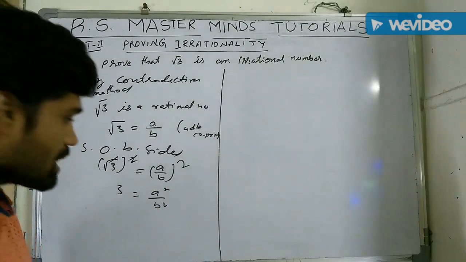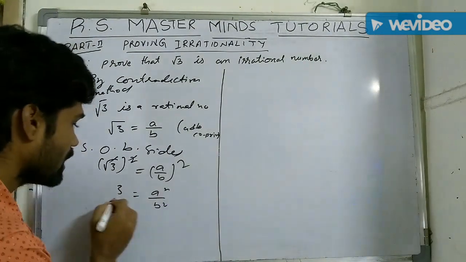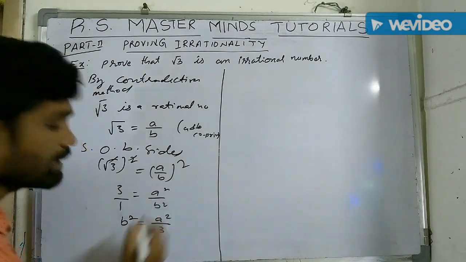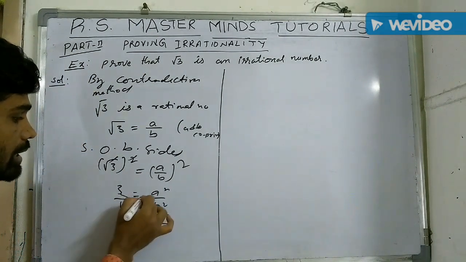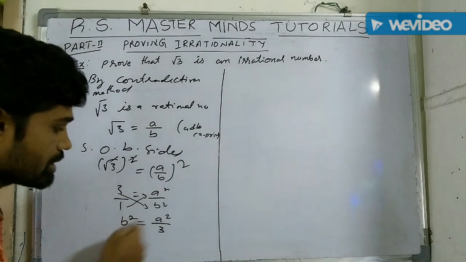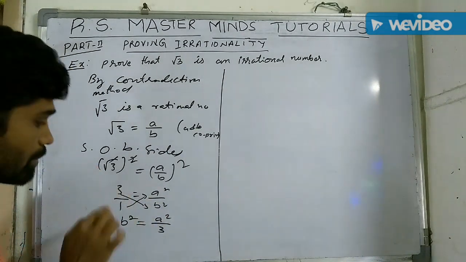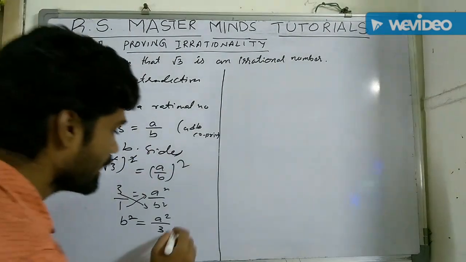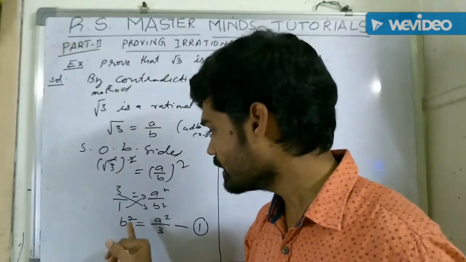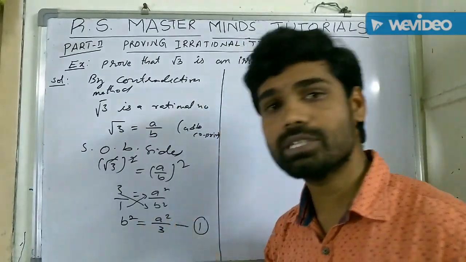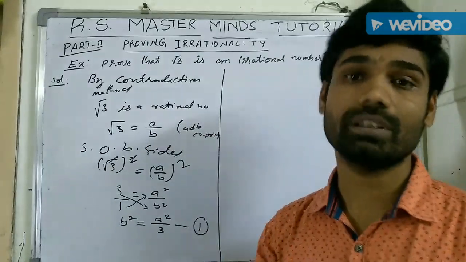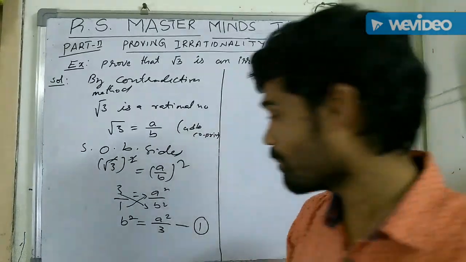Here it is very simple, just let me transpose. 3 by 1, so b square comes here, 3 goes here, 1 into a square by 3. So b square is equal to a square by 3. Here we have to make an important note. If a square is divisible by 3, then automatically a is also divisible by 3. That is a very important statement.